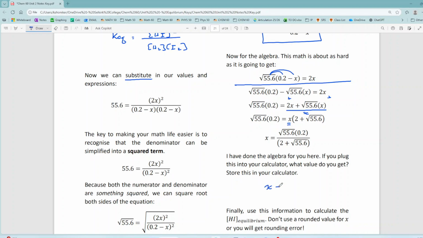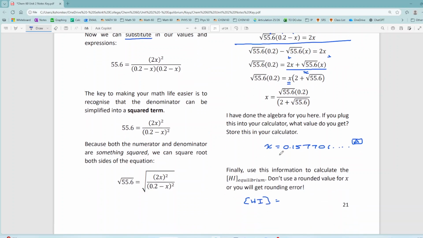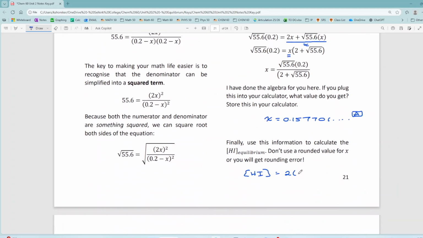So we're going to end up with x is equal to 0.157701, and so on. And we're going to store this as A in our calculator. So we're going to hit store A. Then all they want you to do from here is calculate the HI concentration at equilibrium. So the HI concentration at equilibrium is equal to 2x. So it's just going to be 2 times that A value I got up above. So I'm going to hit times 2. I don't even need to store as A. Just times the answer by 2.